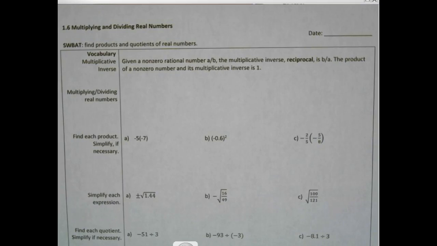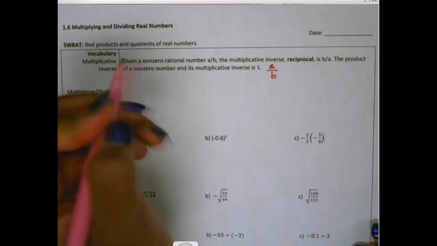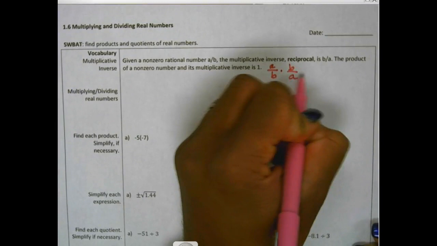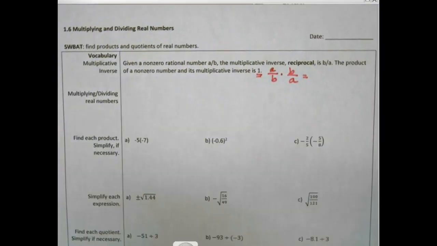So, vocabulary, multiplicative inverse. Given a non-zero rational number, a over b, the multiplicative inverse, also known as the reciprocal, is b over a. The product of a non-zero number and its reciprocal, also known as multiplicative inverse, is 1. So if this is a over b, and its multiplicative inverse or reciprocal is b over a, they're saying that if you multiply them, you should get 1. Well, it seems to work to me.